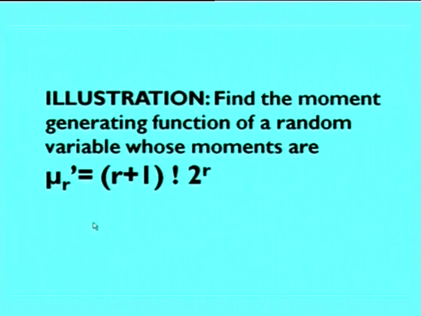The next problem is, when you are given the moments, how to find the moment generating function. Find the moment generating function of a random variable whose moments are given by mu r dash. Here the moments are given and we have to find the moment generating function. Okay, it is reverse. So far we have got the moment generating function and we have found the moments. Here we have to find the moment generating function, moments are given. Okay, we have to use the general formula. What does the general formula say?